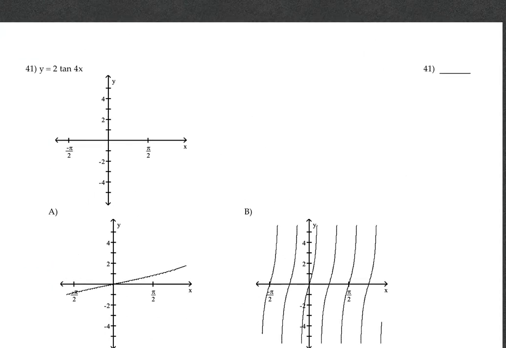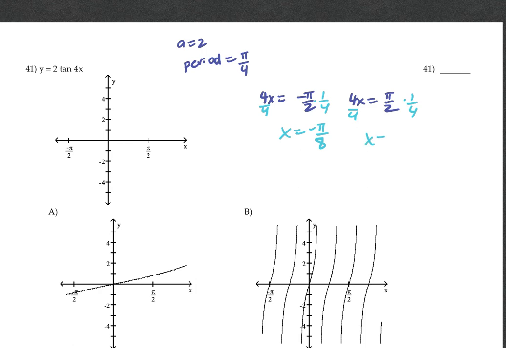Then we get tangent. So for tangent, our A is 2, and that's how high up and down our quarter and three-quarter point go. Then I take the period, which is pi over B. Instead of 2 pi over B, it's just pi over 4. I set 4x equal to negative pi over 2, and 4x equal to positive pi over 2. Divide both sides by 4, multiply by a fourth, and I get x equals negative pi over 8, sorry, and x equals pi over 8. Those are my middle two asymptotes.